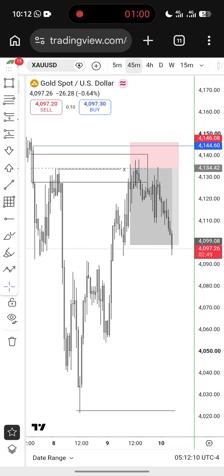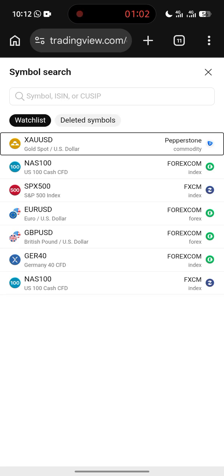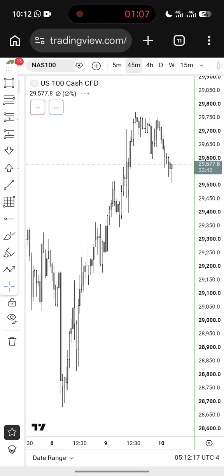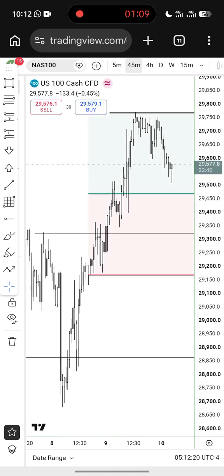But today we are going to be checking NASDAQ. I only trade these two, NASDAQ and gold. So now we are going to check NASDAQ and see what we have.